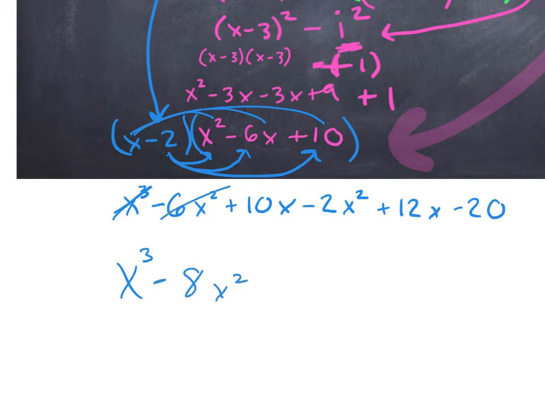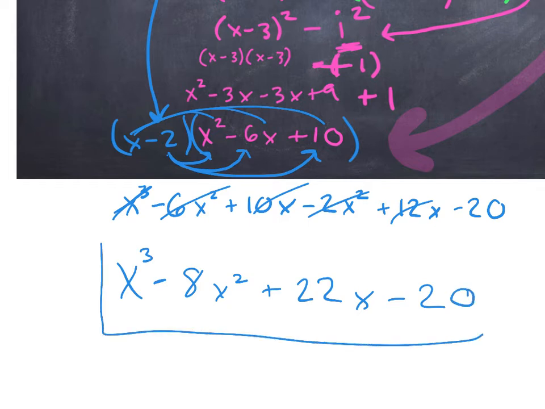-8x squared. So that takes care of our x squareds. What's next? 22x. And then what's last? -20. So this is our answer.